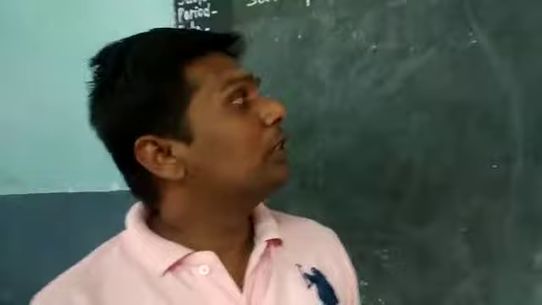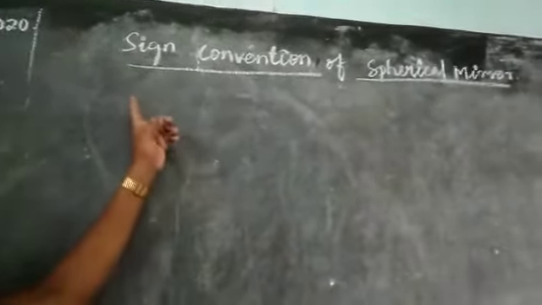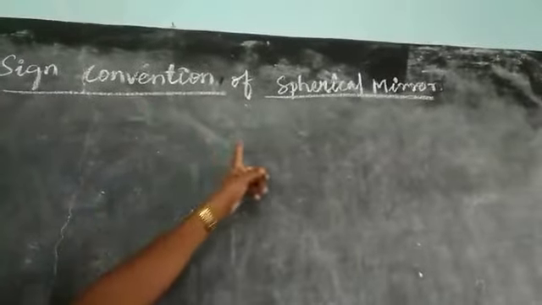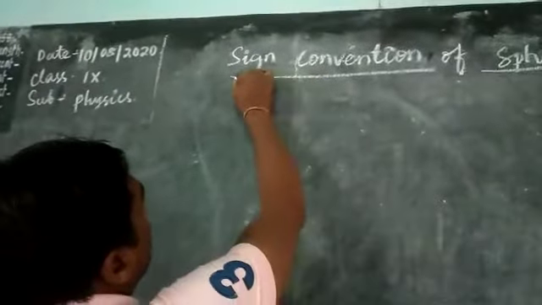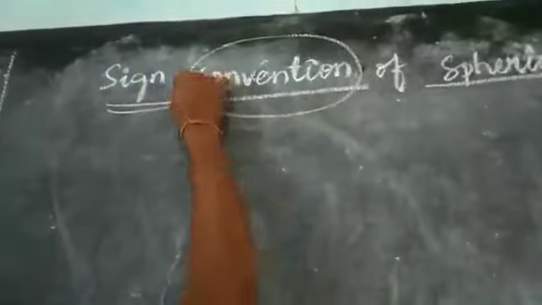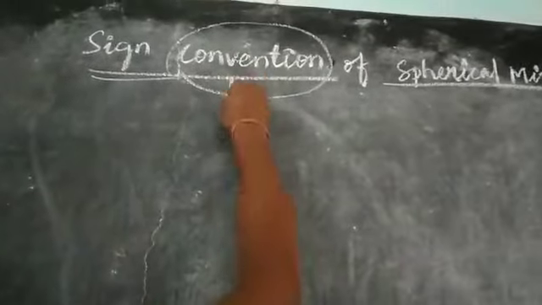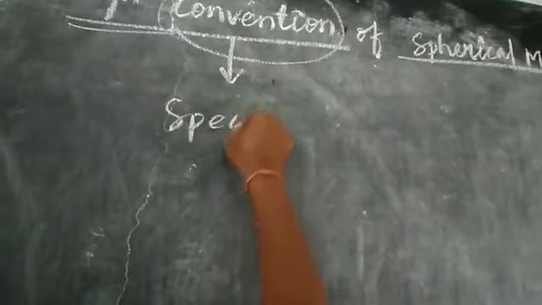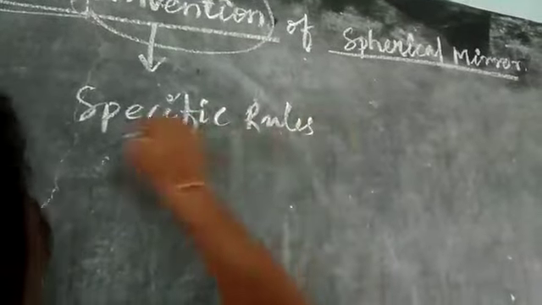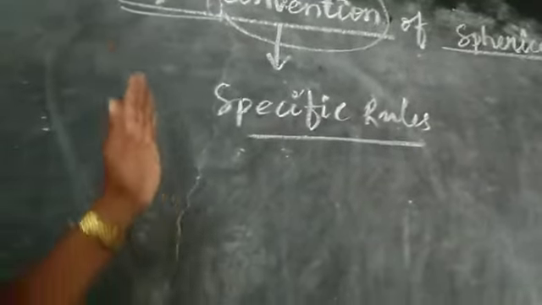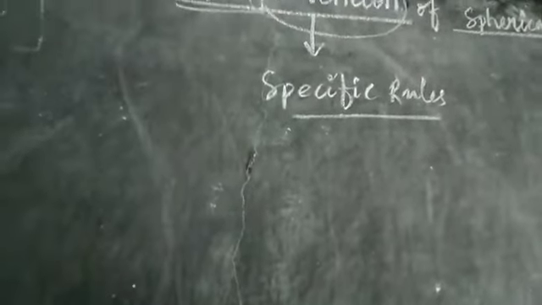I am here to discuss class 10 physics. Today we will discuss the sign convention of spherical mirrors. Just see here, there is one term, that is sign convention. Why are we calling this sign convention? Convention means some specific rule. So for spherical mirrors there are some specific rules for sign that we have to discuss here.